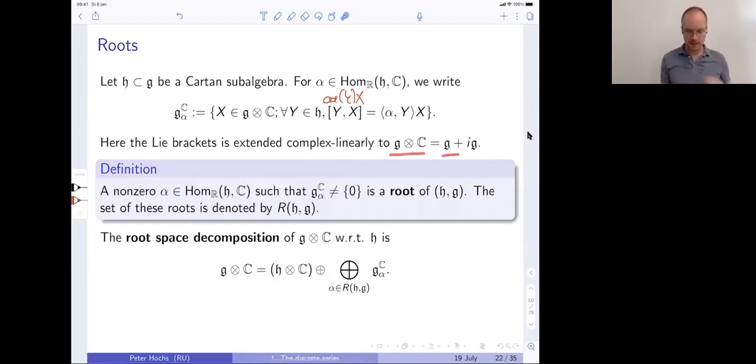g tensor C is g plus i g, and the Lie bracket is extended complex-linearly in this complexification. A root means an alpha for which this is not the zero space, and alpha can't be zero either. So the set of roots R of (H, G) are the non-zero linear functionals on H into the complex numbers for which there is this non-zero joint eigenspace. It then follows from just decomposing this eigenvector theory that the complexification of g decomposes as the complexification of the Cartan, which corresponds to alpha 0, which is not a root by definition, plus all these eigenspaces. And this structure of the complexification of g plays a big role in all of Lie theory.